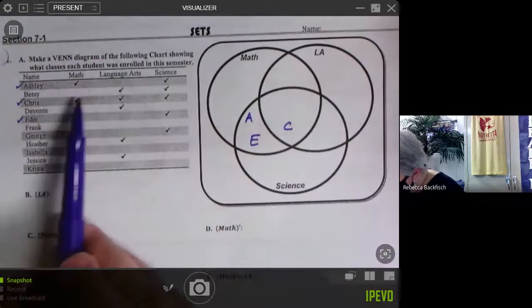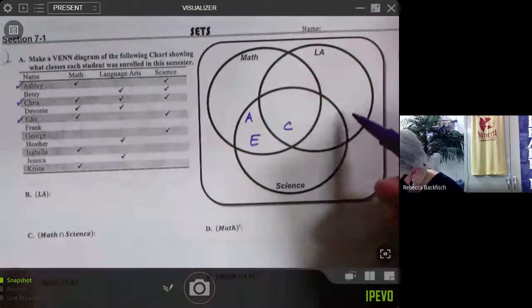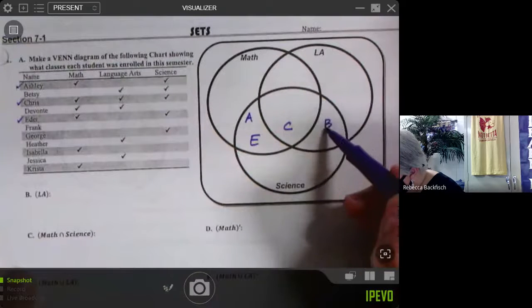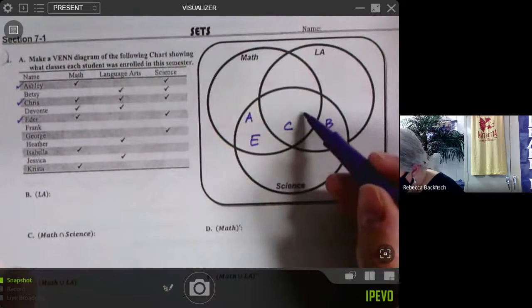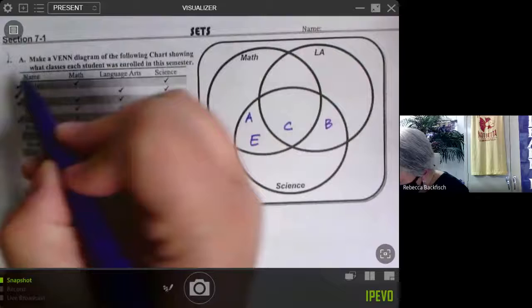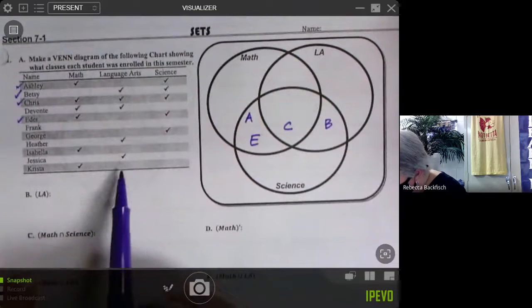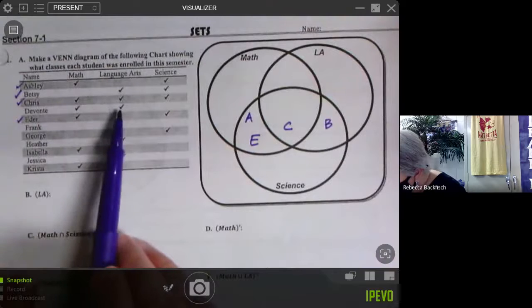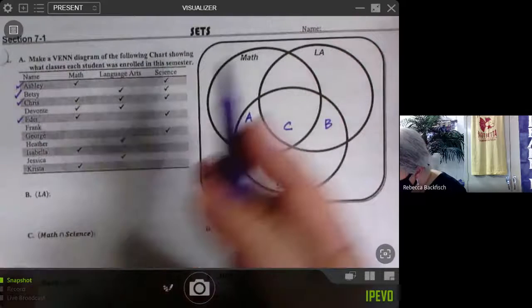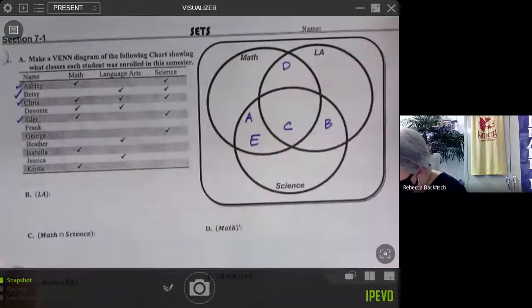Okay. Betsy is in language arts and science, but not math. So that's this part over here. Language arts and science, but not math. If she was right here, she would also be in math. Anybody else in language arts, science, not math? Doesn't look like it. Devontae is in math and language arts, but not science. So Devontae goes there.